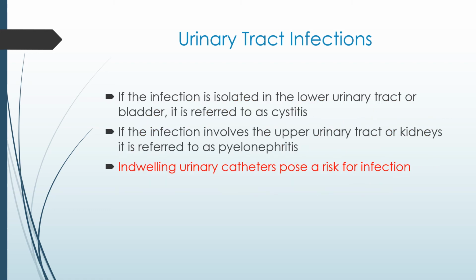If the infection is isolated in the lower urinary tract or bladder, it is referred to as a cystitis. If the infection involves the upper urinary tract or the kidneys, it is referred to as a pyelonephritis. And we have already spoken about pyelonephritis. So indwelling catheters will pose a risk for infection. Listen up one more time. Indwelling urinary catheters will pose a risk for infection. And we know this because when we are in the clinical area and your patient has a urinary catheter, that is the question: how soon can we get this catheter out?